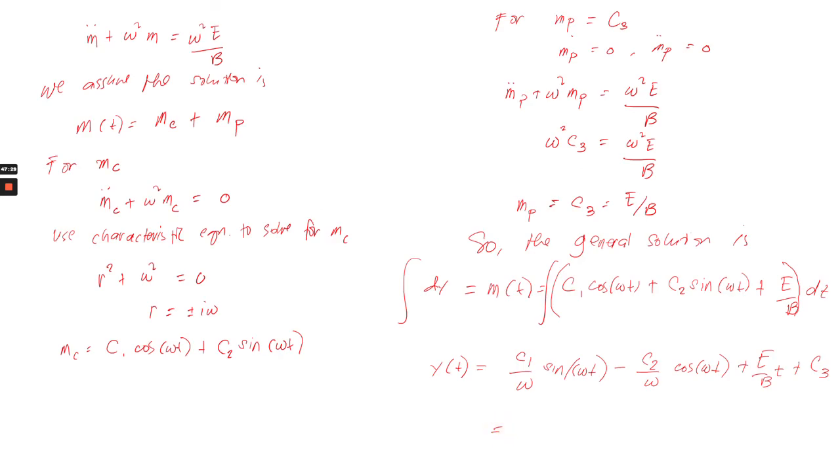So recall that we have y of t equals, okay, we can simplify this further. C1 over omega is just a C1 constant, and C2 over negative omega, or just negative C2 over omega, is just a positive C2, also a constant, plus E over B t plus C3.